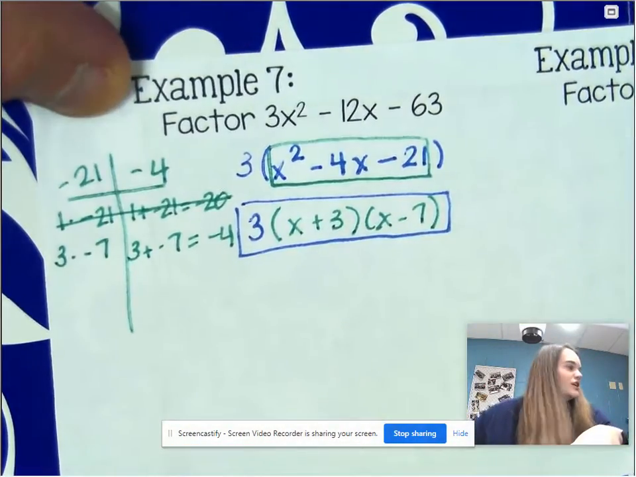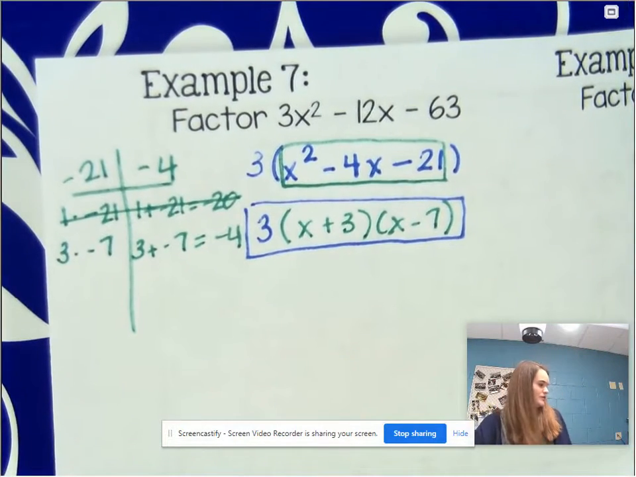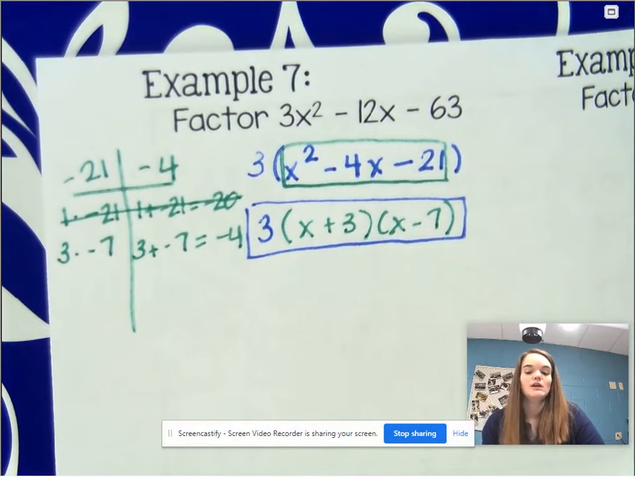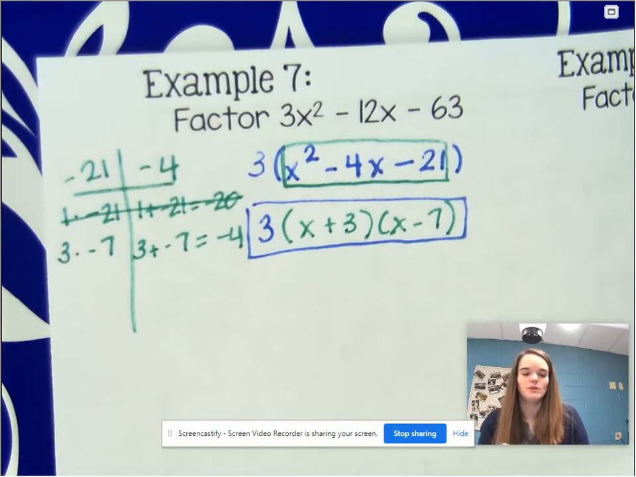So from now on, you're going to need to check to see if there's a greatest common factor or a number that will divide into all 3 numbers first. If there's not, then you're going to do it exactly how we've been doing it.